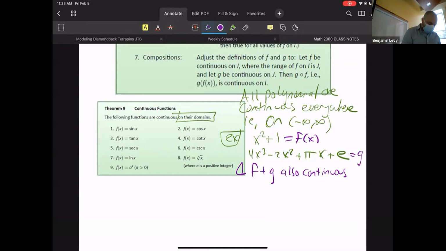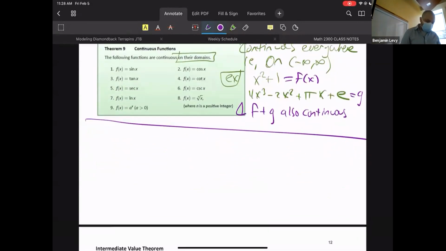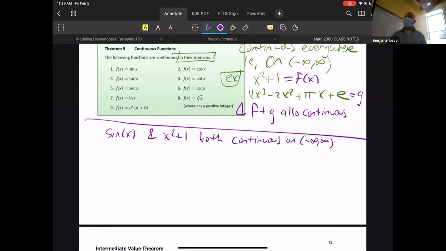Yeah, let's do this right here. Let's explore this a little bit further. Let's just think about sine and x squared plus 1. One's a polynomial, one's a trig function that's continuous everywhere, right? Sine just does the wavy thing forever, right? So both those things are continuous everywhere, on minus infinity to infinity. You can plug any number into those.